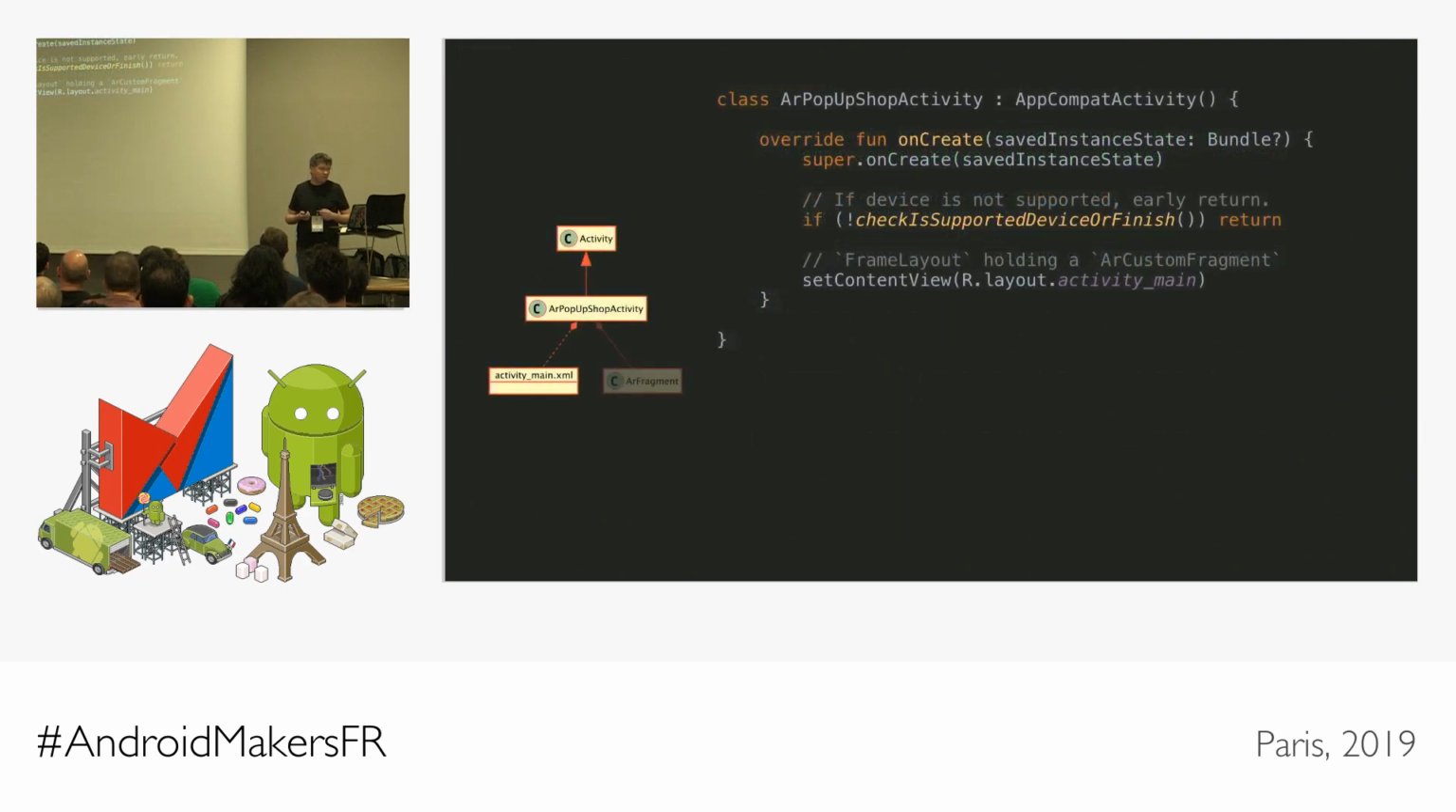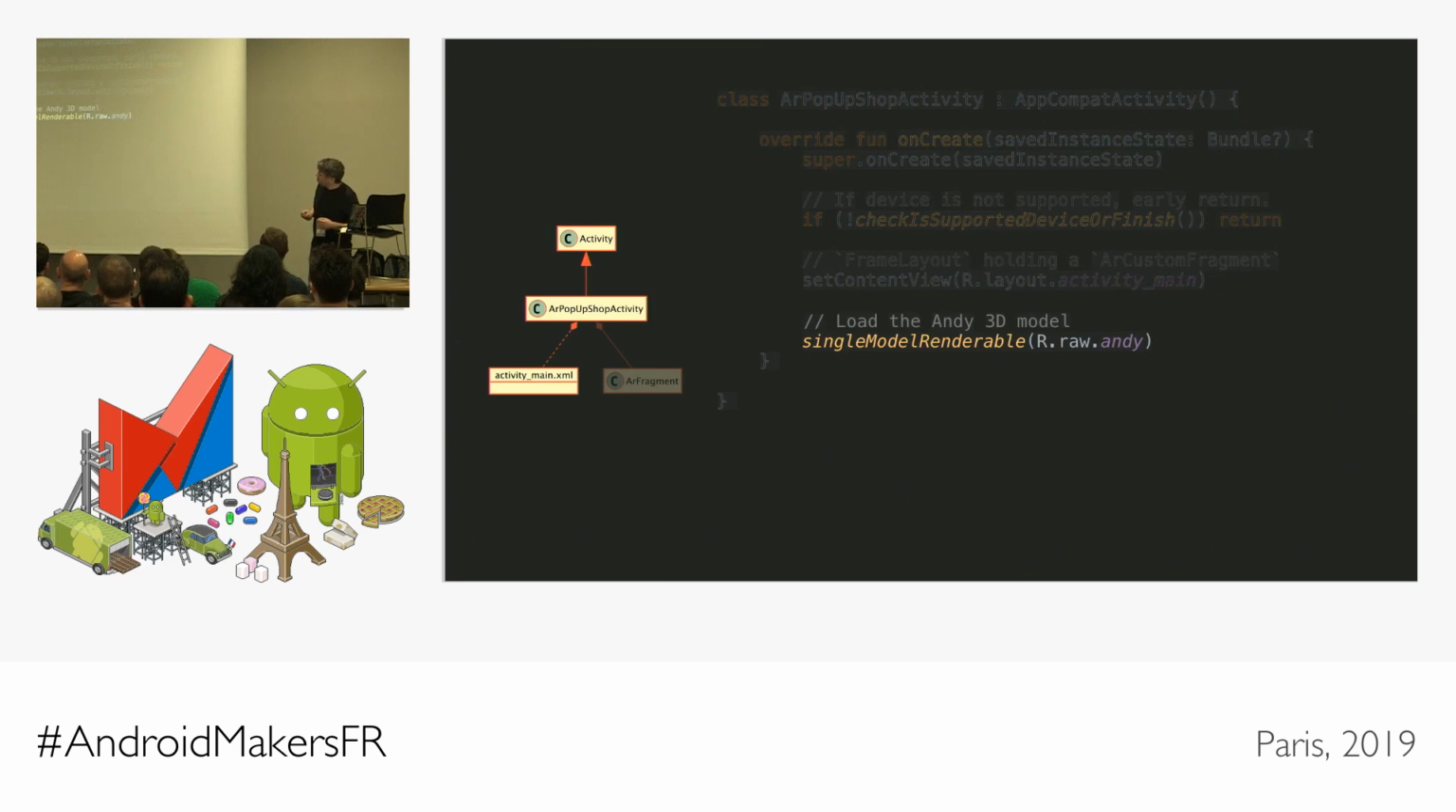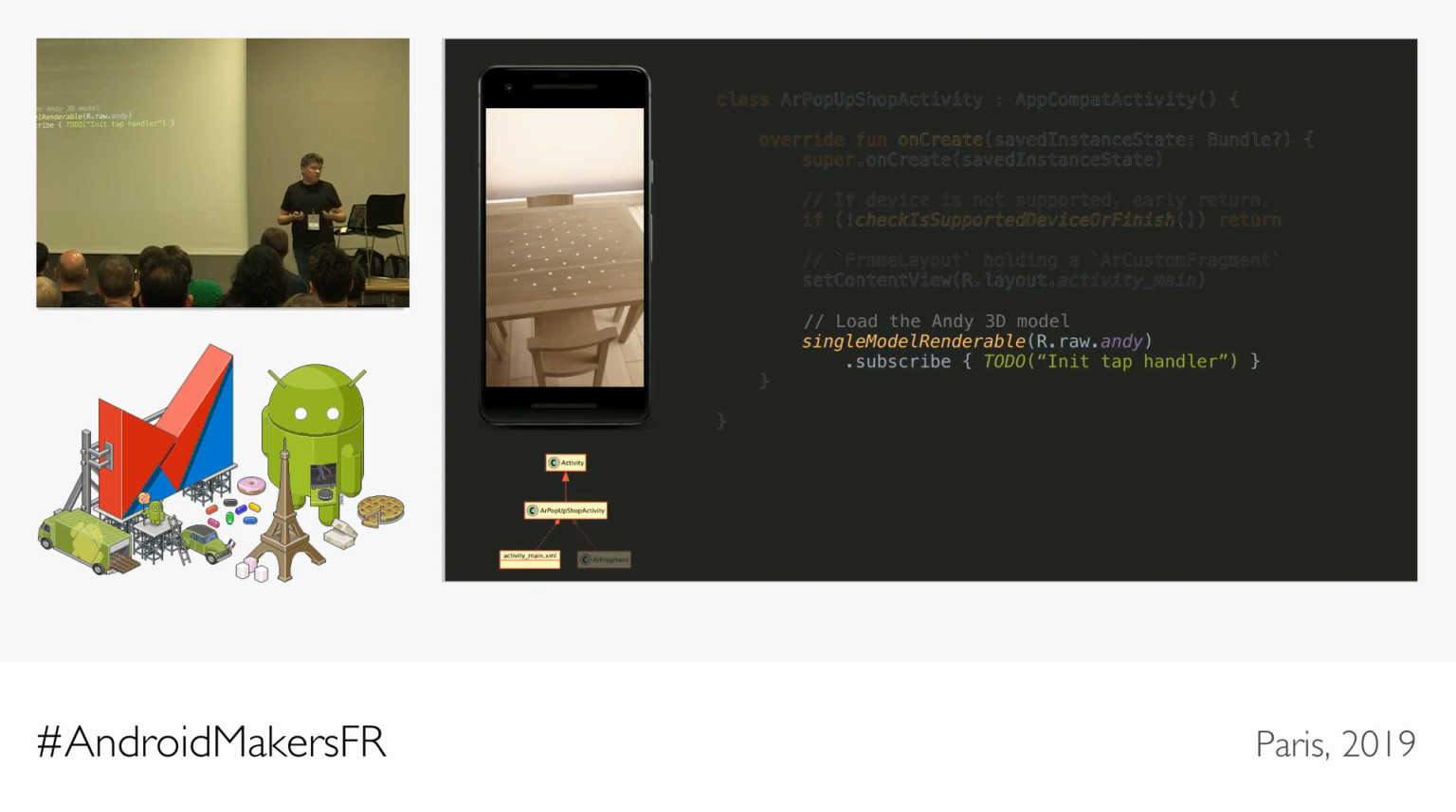Right, so how do we use this? Back in our activity, we can start loading the model. Like I was saying, this is a one-liner. We don't have the subscribe call yet. That's basically what we're going to be using. Once we're done loading the model, what will we do with it? Again, our goal is to add Andy to the table. So when the user taps on the 3D plane, we're going to be getting some information back.